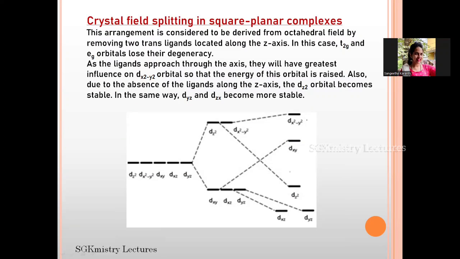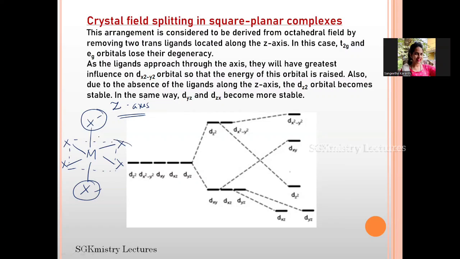Now let us talk about crystal field splitting in square planar complexes. When I'm talking about the octahedral complex, we know that this is the arrangement. If I take X as the ligands, these 4 ligands are in one plane, and out of these 2 ligands, one is above the plane and one is below the plane. In a square planar complex, these 2 ligands which are present along the z-axis are removed, so that we have only the square planar complex. So this is the actual scenario.